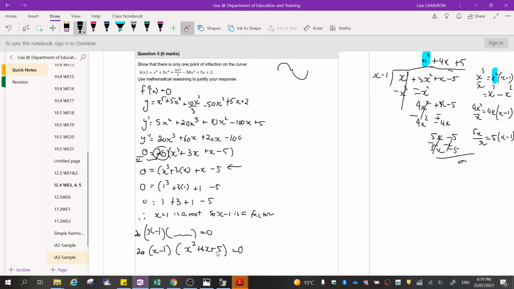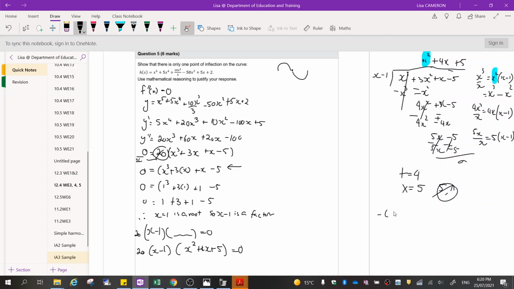Now, this is the part that people will screw up. Remember, it's got to add to give you the middle number and multiply to give you the end number. The factors of 5 are 1 and 5. That adds to give you 6. That means there's no nice factors here. So we could try our luck at popping this into the quadratic formula.